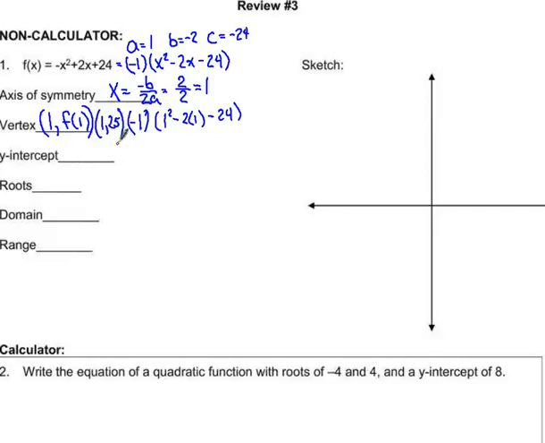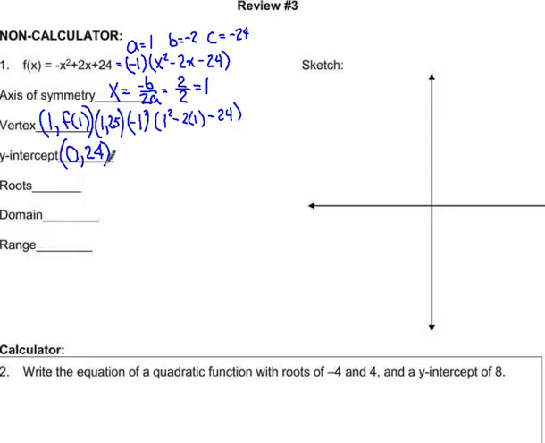All right. Our y-intercept, well, that's given. That's our c value. And our c value is equal to -24, but we need to pay attention to the fact that we still have this -1 factor out here. So our y-intercept is going to be at (0, 24).